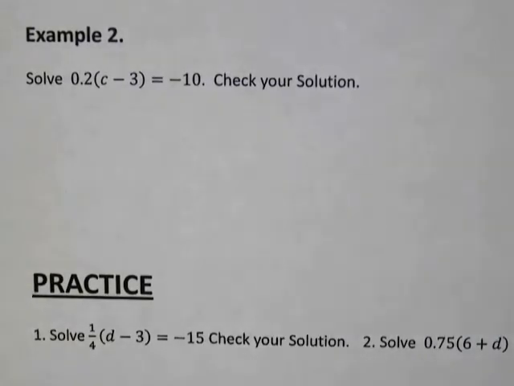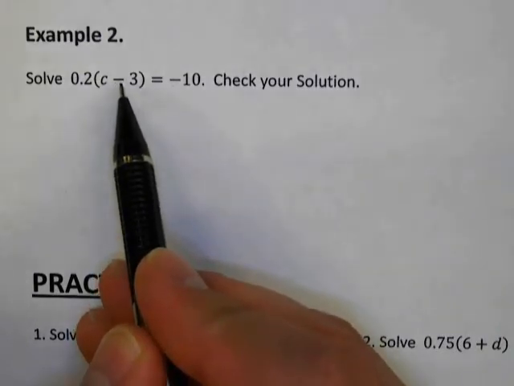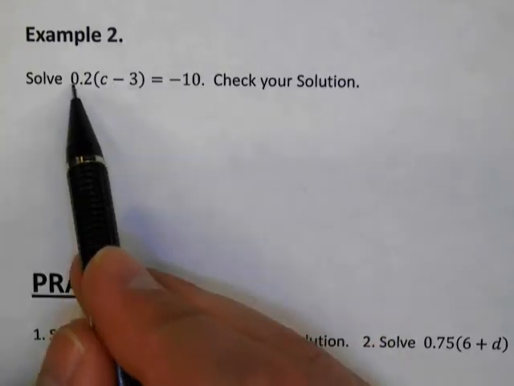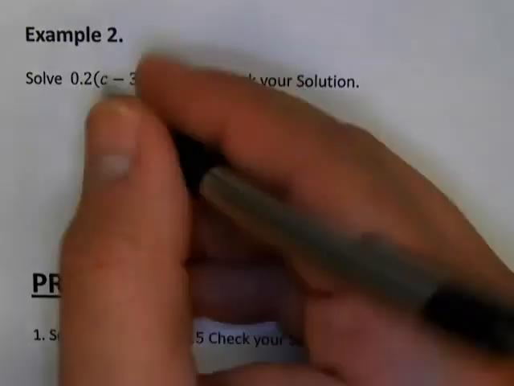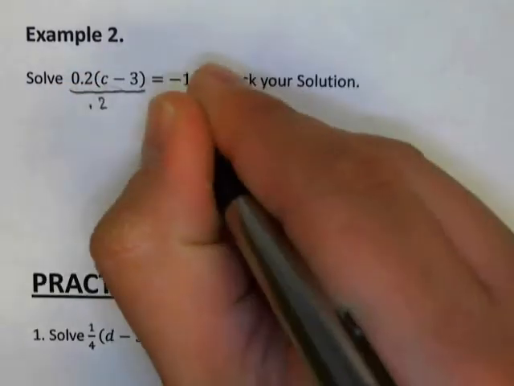All right, example 2, and our last example, it says to solve 0.2 times (c minus 3) is equal to -10, and then again check our solution. Okay, so the first thing we need to do, remember reverse PEMDAS order. We need to get rid of any adding or subtracting, and the only subtracting or adding going on is inside the parentheses. That means we have to keep that to be the last thing that we do. And so then we can go to multiply or divide. And these are multiplying together, so we can actually divide by 0.2 on both sides.